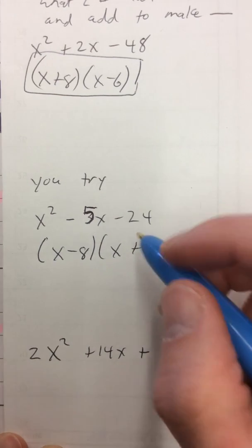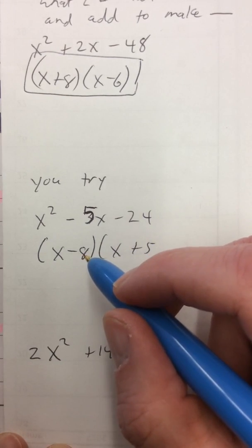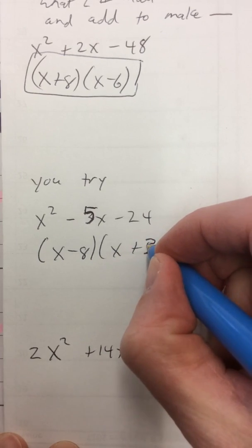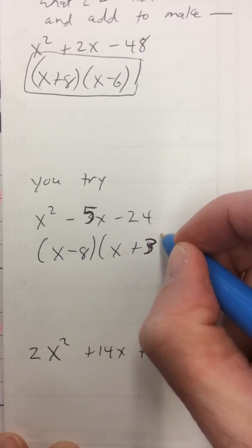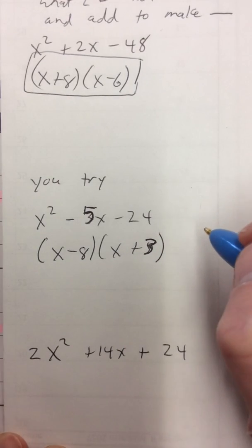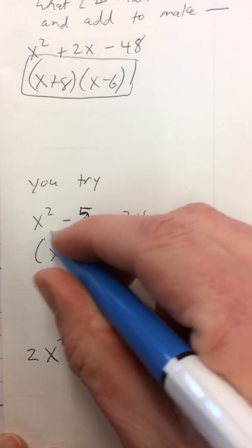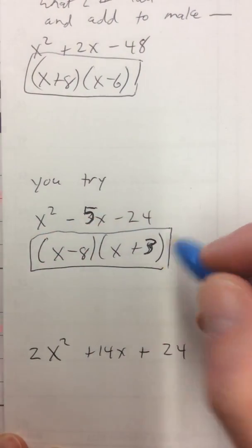This is what I had intended. It should have been x minus 8 and x plus 3. That's what I intended. I don't know how it is that I came up with that other stuff. So, unfortunately, that was not a very successful try this one on your own problem. So, there it is. Okay.